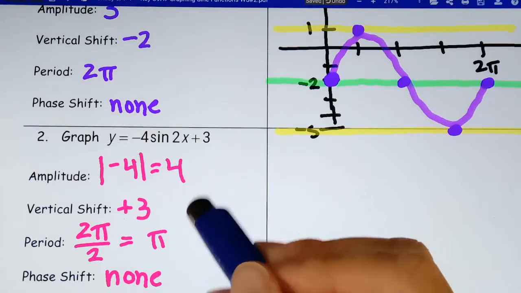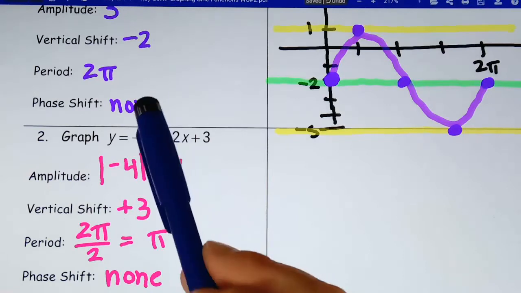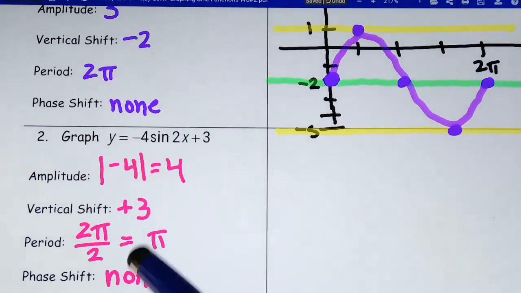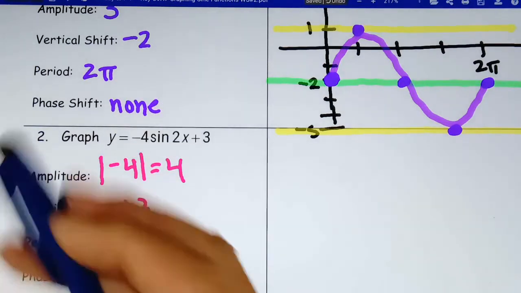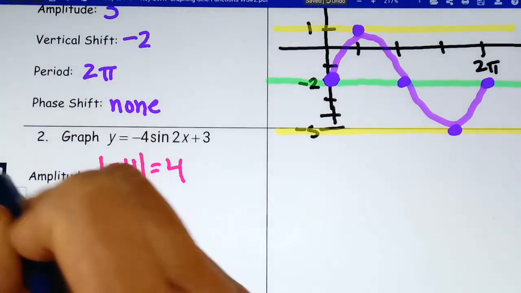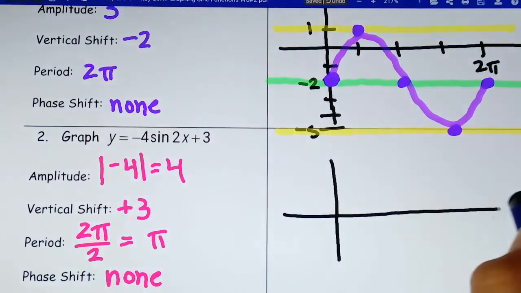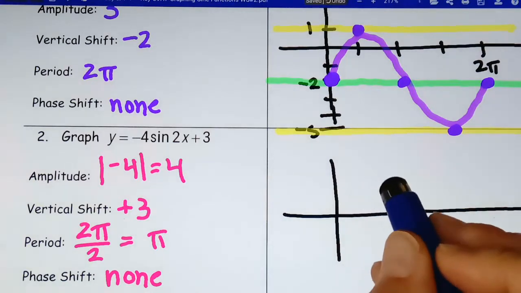So when my period has changed, understand that instead of going from 0 to 2 pi, now I'm going from 0 to pi. Okay, that's what's going to happen in this one. Now, again, I need to start up at 3, and then I need to go up 4.